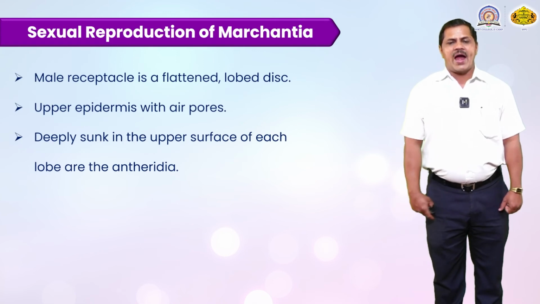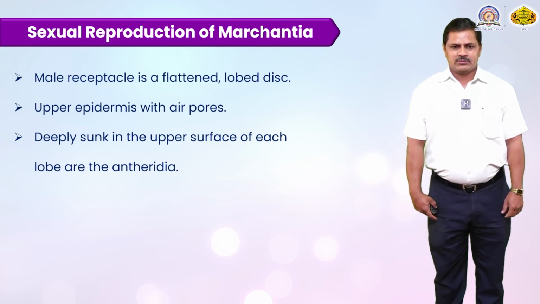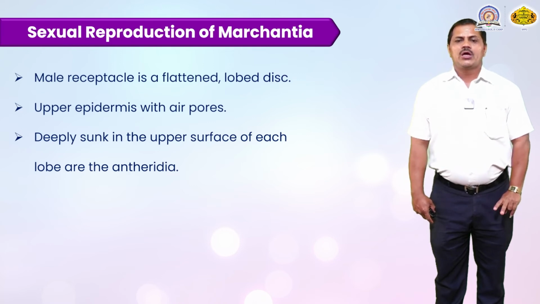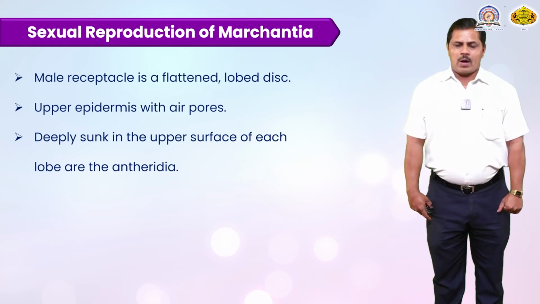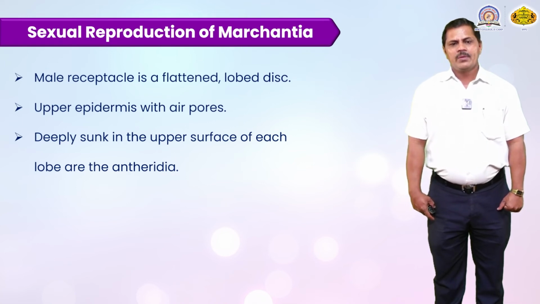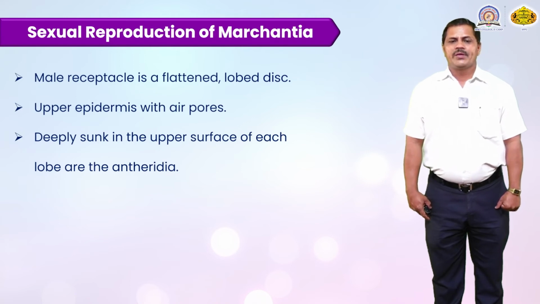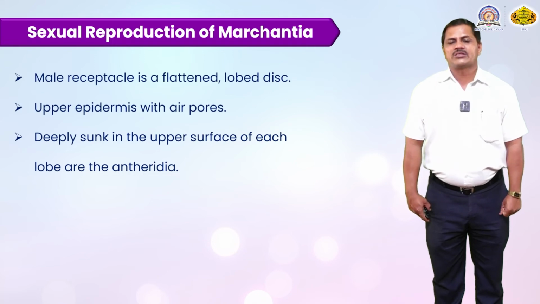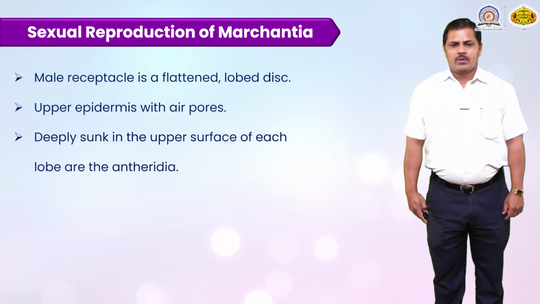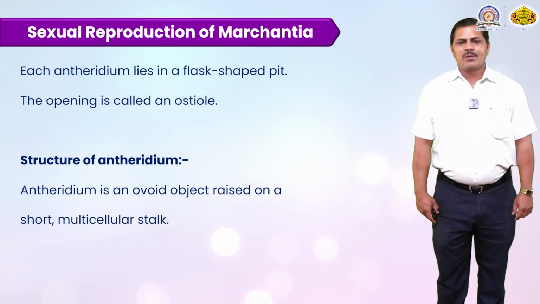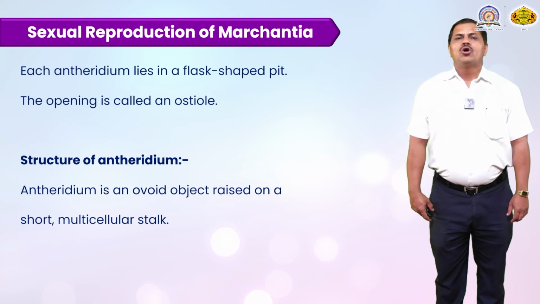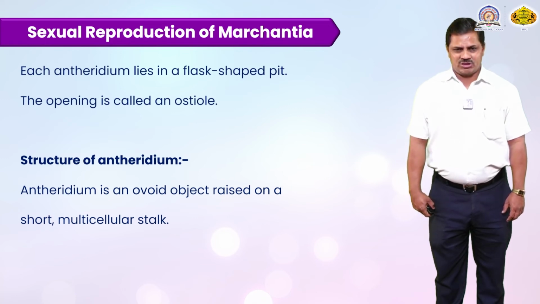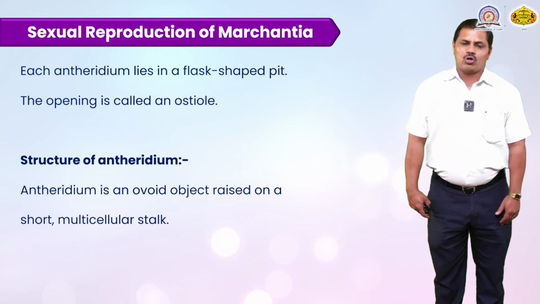The male receptacle is a flattened, lobed disc. The upper epidermis has air pores. Deeply sunk in the upper surface of each lobe are the antheridia. Each antheridium lies in a flask-shaped pit, and the opening is called the ostiole, a small aperture of the flask-like chamber.